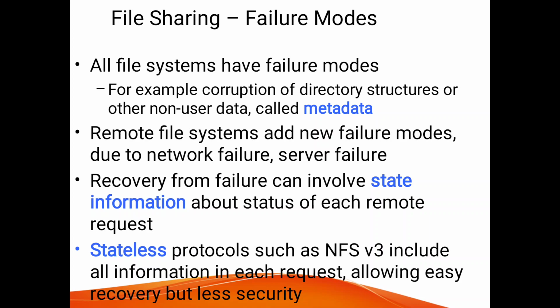In file sharing failure modes, all file systems have failure modes, for example, corruption of directory structures or other non-user data called metadata. Remote file systems add new failure modes due to network failures and server failures. Recovery from failures can involve state information about the status of each remote request. Stateless protocols such as NFS version 3 include all information in each request, allowing easy recovery but less security.